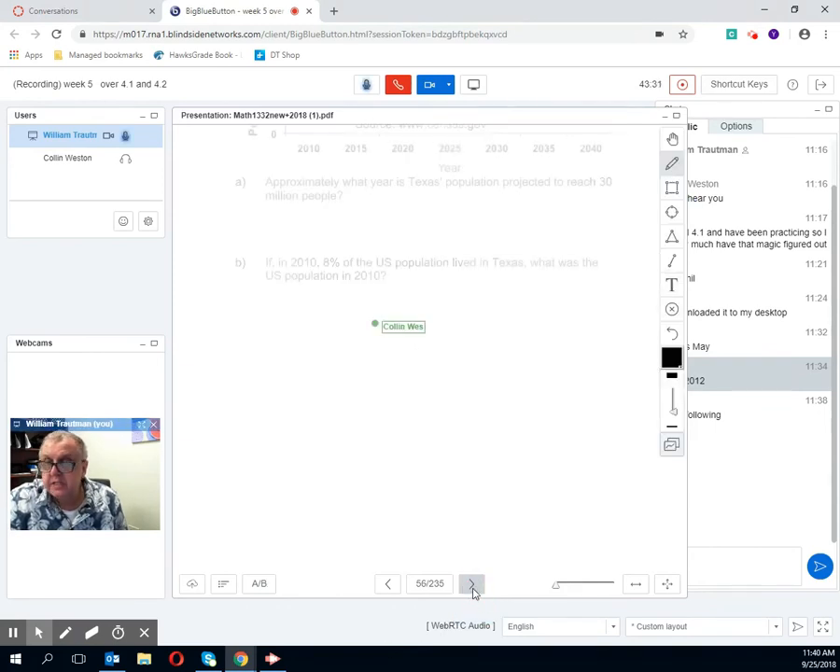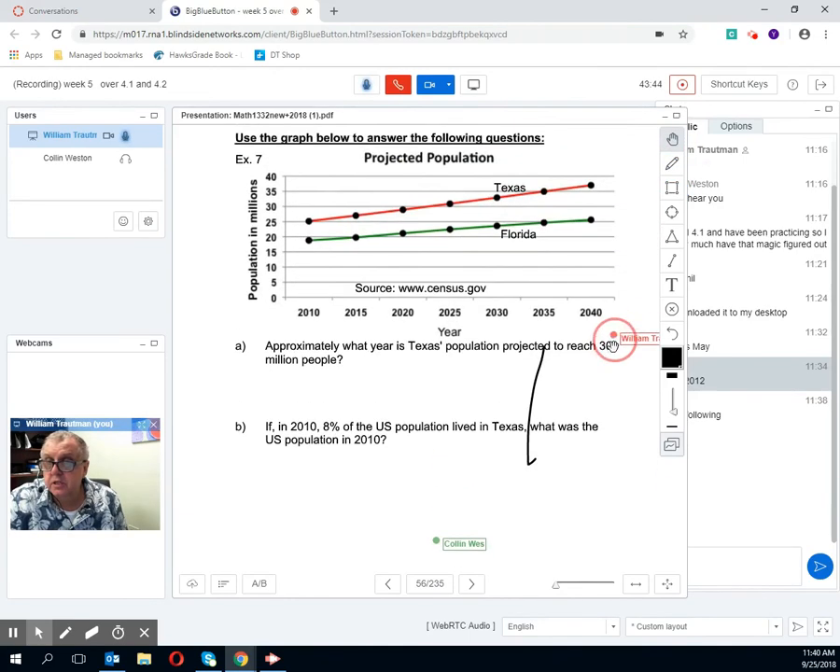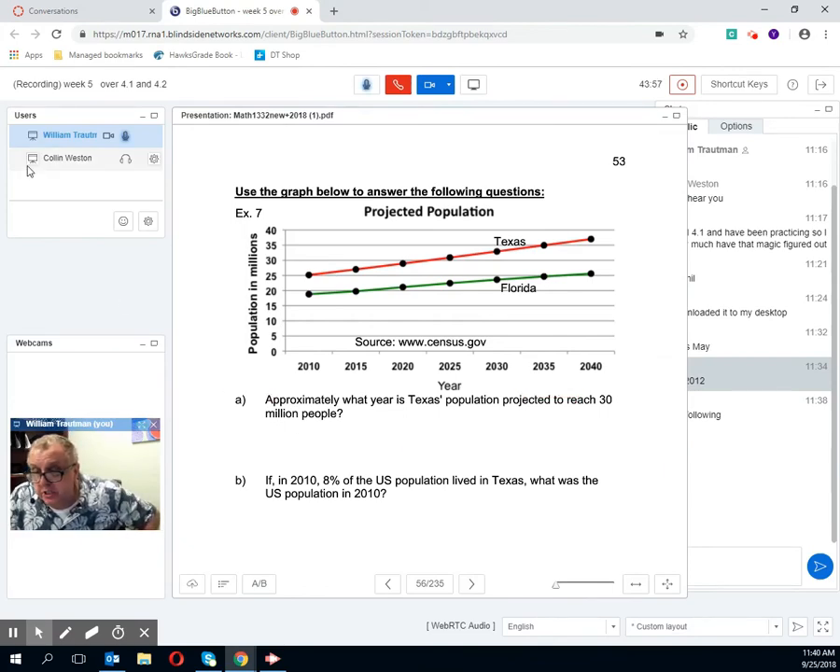Let's see if there's anything else. Oh, there's still more, I think. Let's see. Oh, here it is. It says approximate year Texas population is projected to reach 30 million. Approximately what year will Texas reach 30 million? So you just have to go over to 30 million. Here's 30 million here on the line.